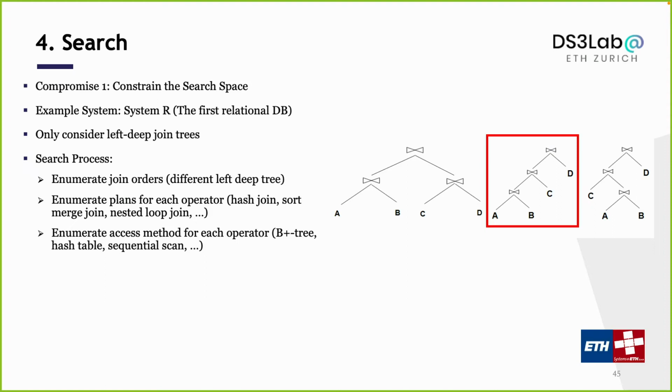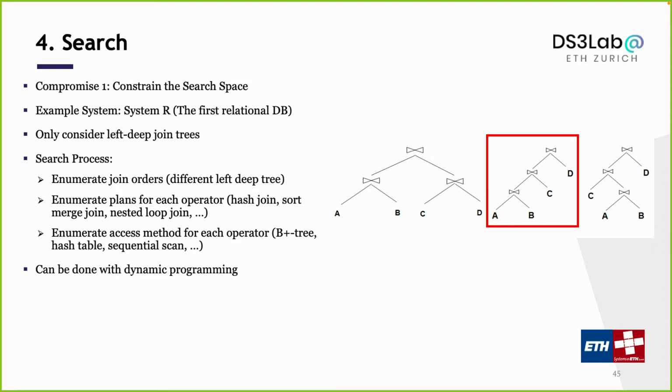And then you enumerate the access method for each operator, right? For example, whenever you are doing a nested loop join, you can do a sequential scan, you can do a B plus tree, so on and so forth. You also enumerate the access method. And then for each one of those plans, you use your cardinality estimator to estimate cardinality. You plug in the cost model, get the cost, then you get the best one. Okay? So this is the search process back in the 70s.